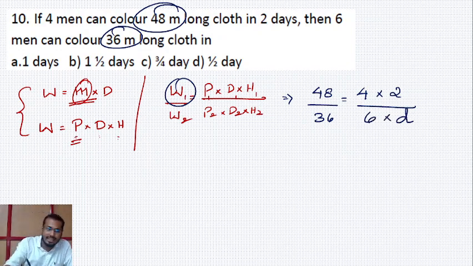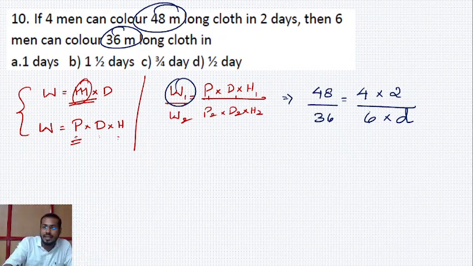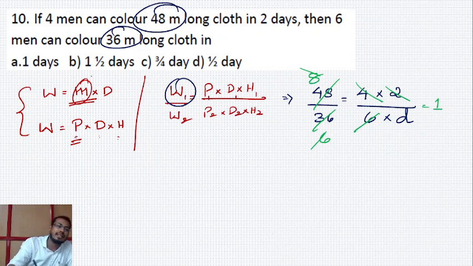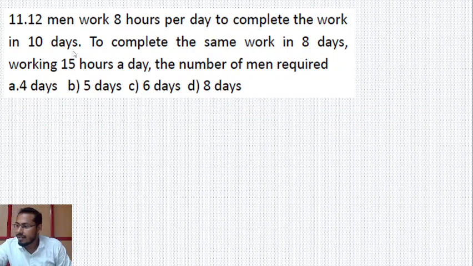Okay, so look at this, just solve and get the answer. Here 6, 36 and 6, if I cancel 6 times 6 and 48, 8 times, right? And 4 into 2 is 8. So the answer is 1 day. So D is equal to 1 day. Clear? Right. Now let's go to the 11th question.